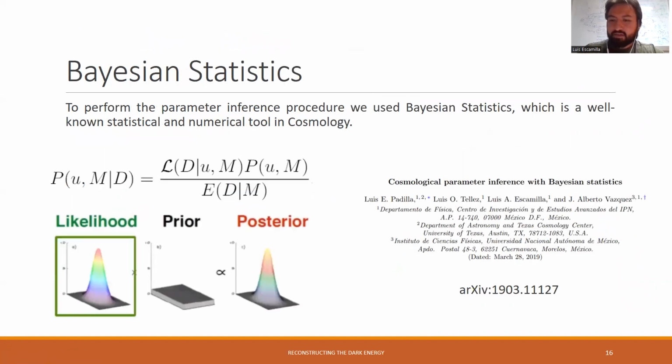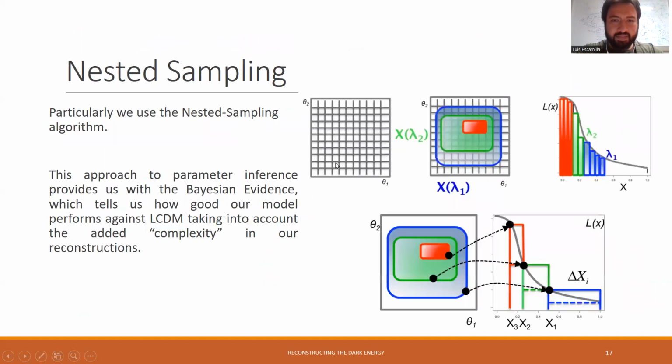To infer the value of the parameters, we use Bayesian statistics. I'm not going to explain all of the theory here, but you can check our review on the topic here in this archive. And mainly, we will use an algorithm called nested sampling. This algorithm is used to do parameter inference, but as a plus, it gives us also the Bayesian evidence or an approximation to the Bayesian evidence, so we can do model comparison between our reconstructions and ΛCDM.